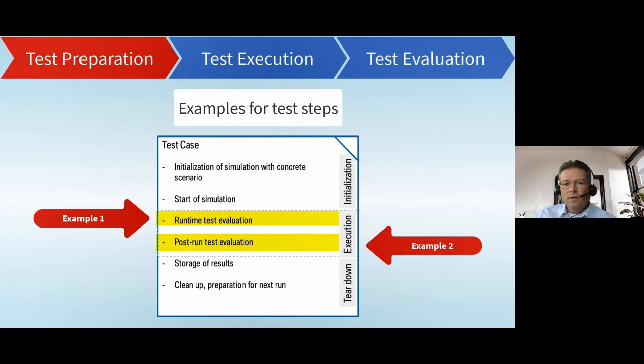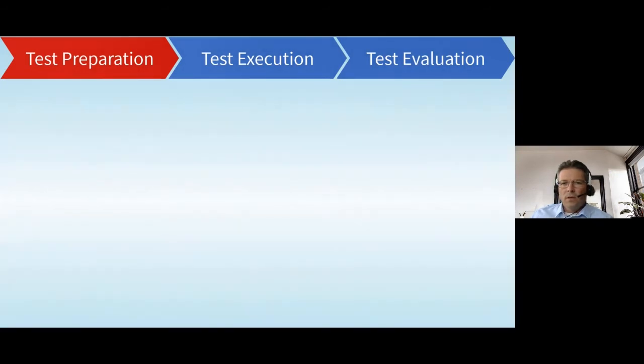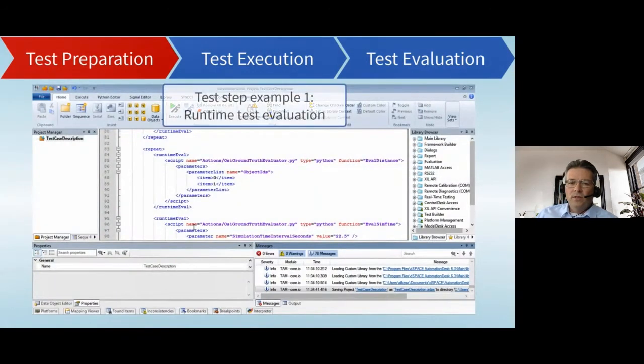Example 1 is the runtime test evaluation step to continuously calculate the distance between the vehicles with the OSI ground truth message, and example 2 is the post-run test evaluation, taking the minimum distance from example 1 and comparing it to the threshold of 60 meters for test verdict. Each test step is implemented as a tuple of an XML step and a script reference in XML. The XML code is implementation independent and reusable for different test platforms.